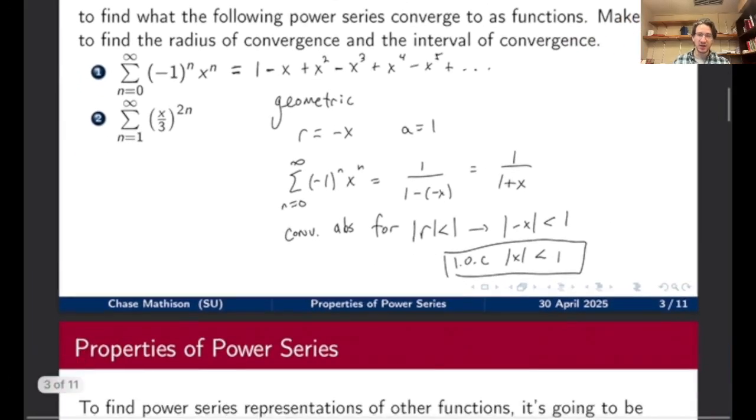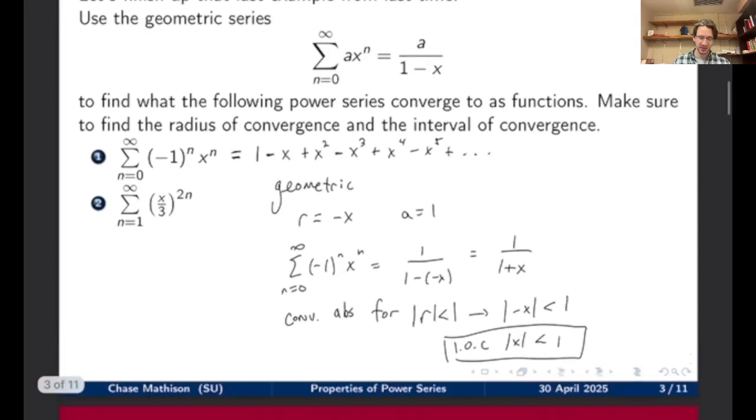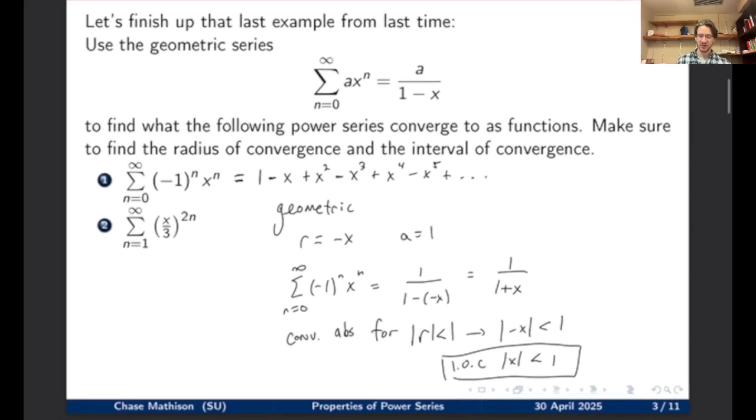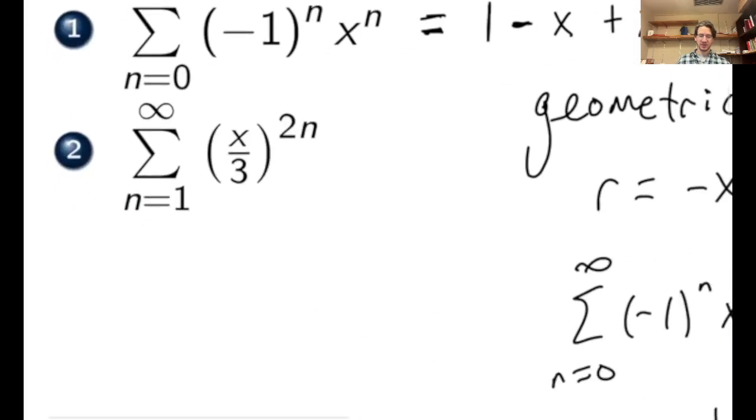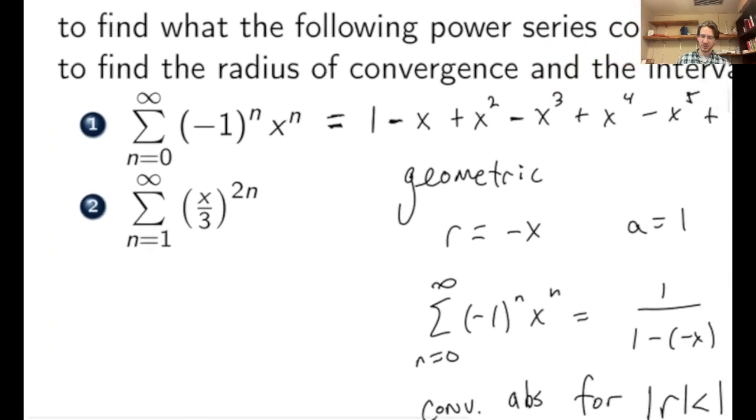I'll give you all a second to pause the video and try the next question out. Okay, so find the function that this represents. So the first function that we found was 1 over 1 plus x. Take a second and find the function that this power series is representing in number 2. Okay. Hope you paused the video.